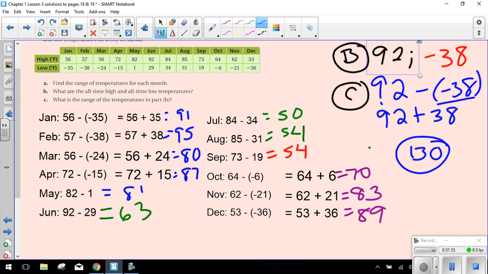So there you have it. You guys did a great job. You may move on to the next activity based on how you did on this activity.